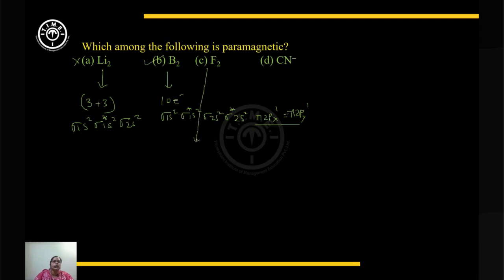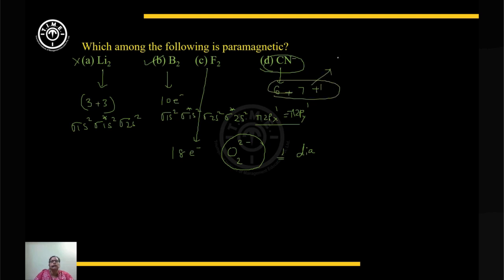In the case of fluorine, F2 has 18 electrons, and we just did O2 2 minus. The bond order is 1, and it is diamagnetic. For CN minus, carbon has 6 electrons and nitrogen is 7, with 1 electron added, so the total is 14 electrons. That is the nitrogen configuration. Here the bond order will be 3 and the number of unpaired electrons will be 0.